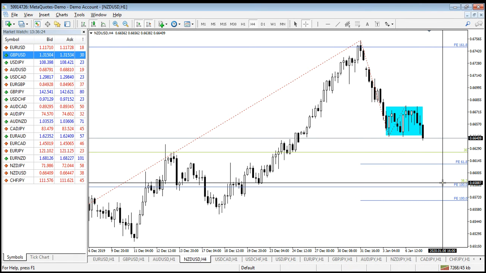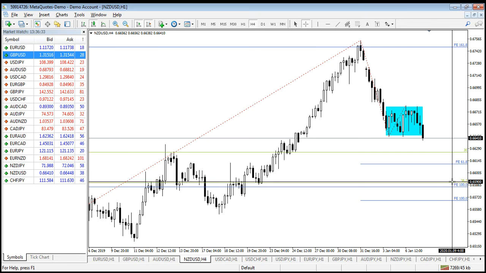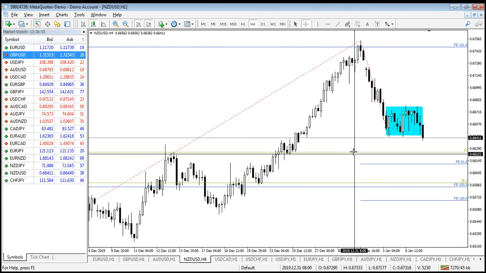You can see 65.887 and 65.844. So there is a difference of only 3 pips. So this is going to be the next destination of New Zealand dollar.